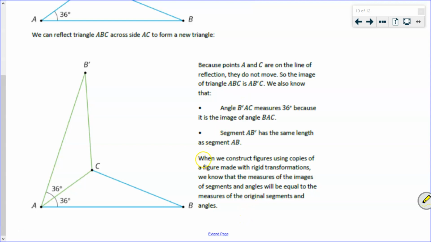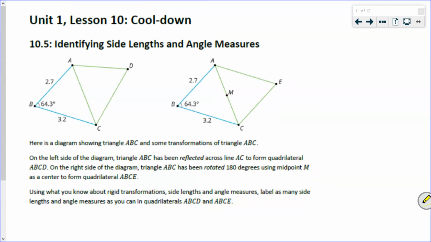I am going to say when we construct figures using copies of a figure made with rigid transformations, we know the measures of the images and of the segments and angles. They're going to be equal to the original. That is more important than you realize. That is going to be really helpful in our coming lessons. And now we're going to finish up with our cool down. This takes extra brain power, so make sure your brains are on.